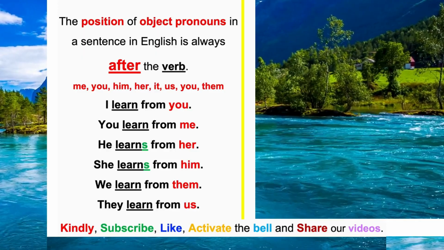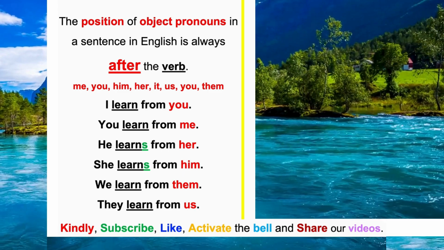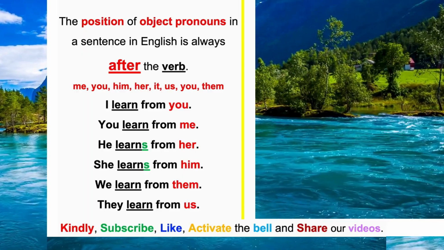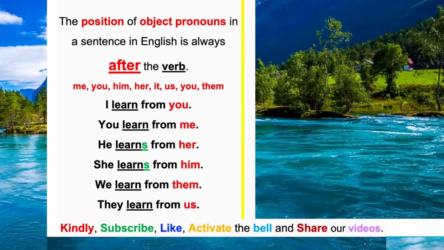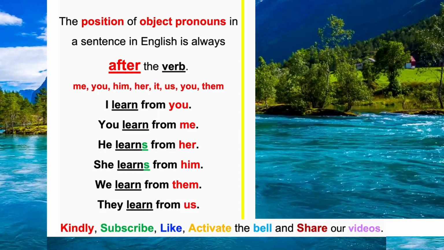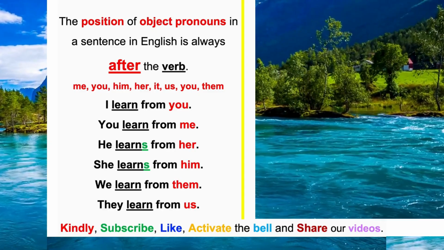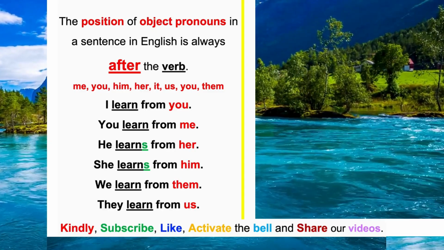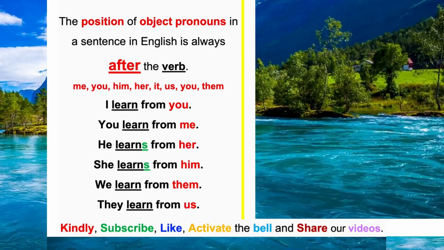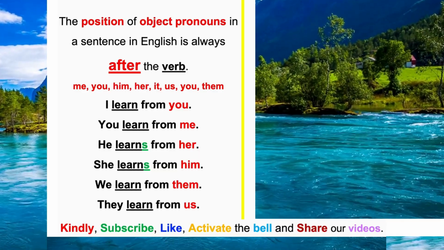He learns from her. So where is her? Is it before the verb or after the verb? It's after the verb. So we cannot say he learns from she. She doesn't come after the verb. So she is always before the verb. She learns. Where is she? So she is before the verb. She learns from him. We didn't say from he, because we cannot have he after the verb learn.